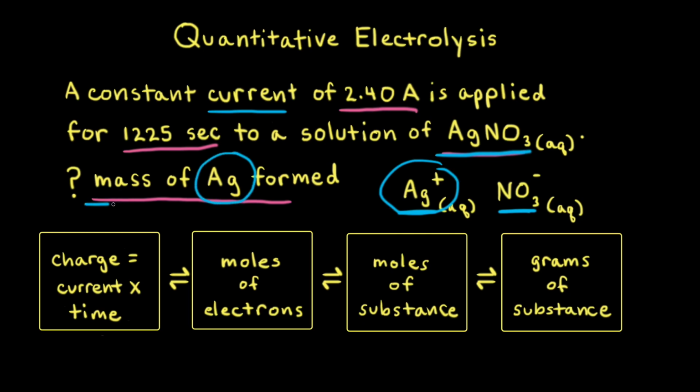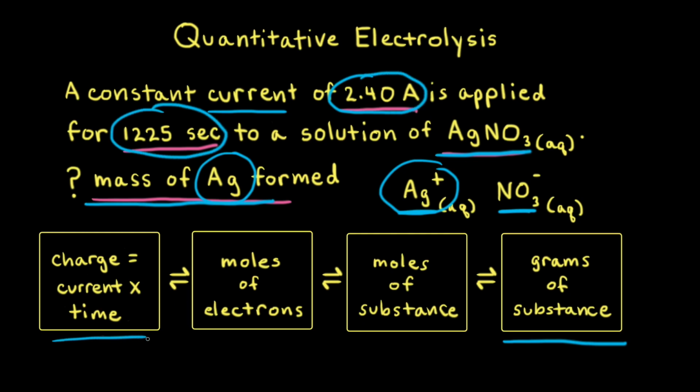And since our goal is to figure out the mass of the solid silver that's formed, we're trying to find grams of substance. And in the problem, we're given the current and the time. So we're starting over here in the first box with the current and the time. So let's think about the steps that we need to solve this problem. The first step is to find the charge, which we can get from the current and the time. The second step is to convert charge into moles of electrons. From moles of electrons, we can convert that into the moles of silver in this case. And in the fourth step for this problem, we can convert moles of silver into grams of silver.